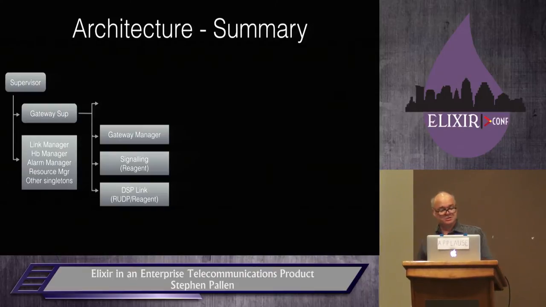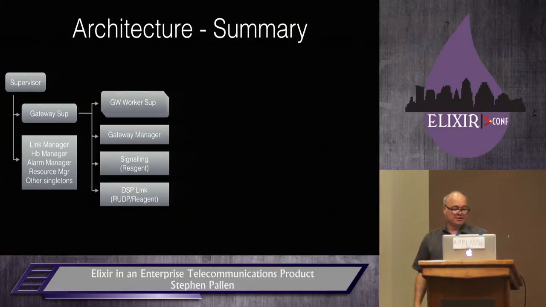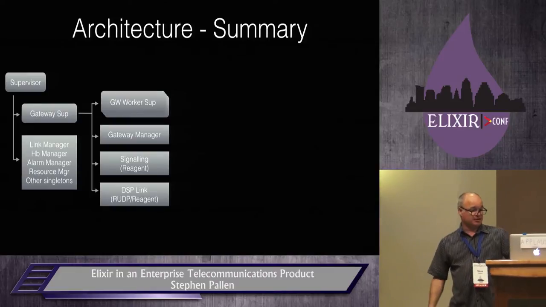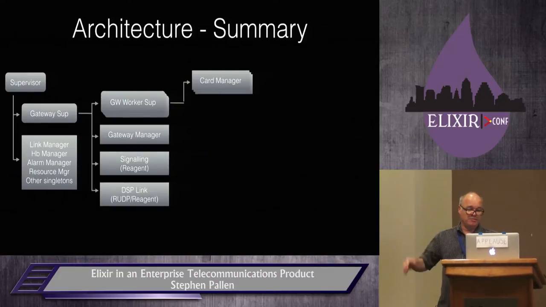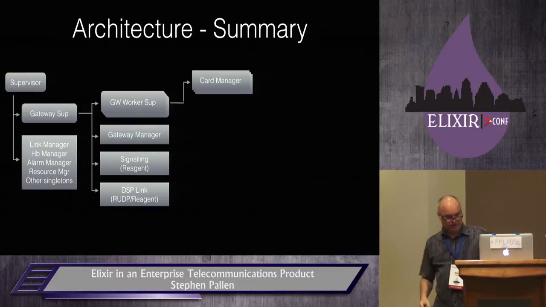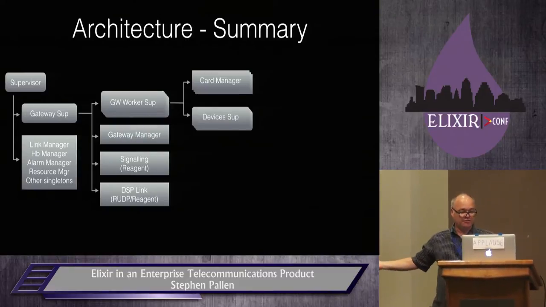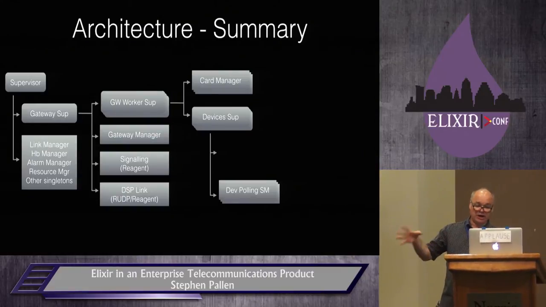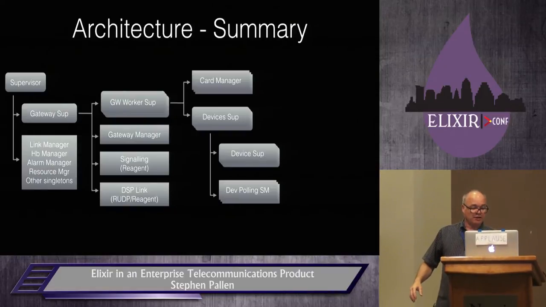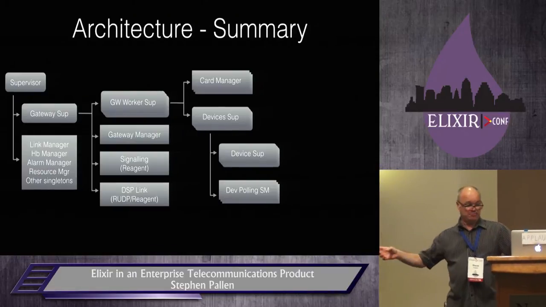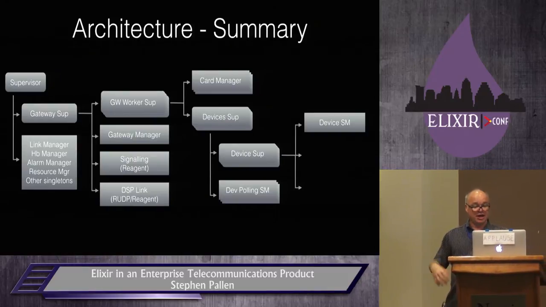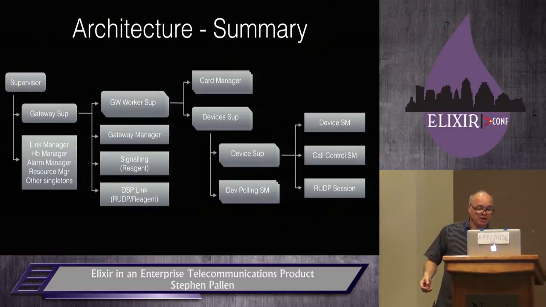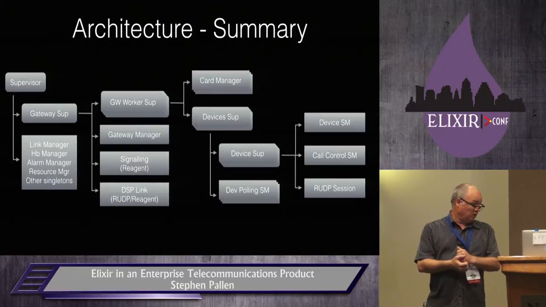Okay, and DSP links. From there, start up a worker supervisor for every one of these gateways, up to 60 gateways that can connect. And there's line cards in these things, so it manages the line cards. Starts up a device supervisor for every device, every phone that connects. We have to do polling. And devices supervisor, which then manages all the device supervisors. And it starts up a state machine for the device, starts up a call control state machine, and an RUDP session. So lots of state machines.